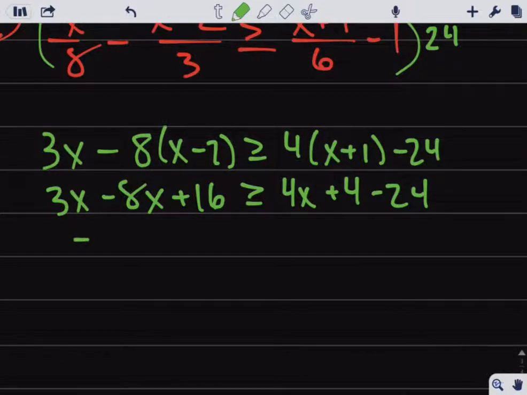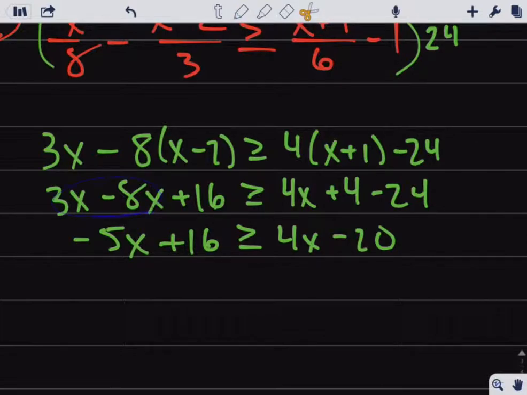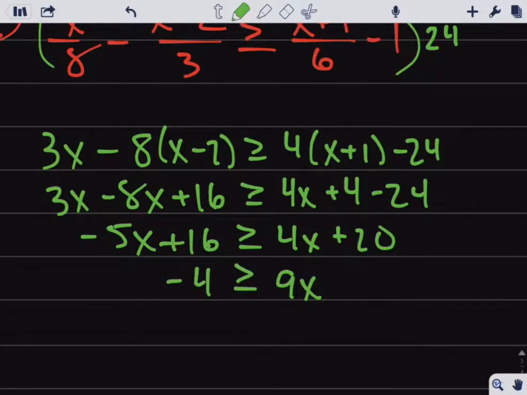Alright, let's just start simplifying. Minus 5x plus 16 is greater than or equal to 4x minus 20. I did those to get that. That should be a plus 20. Now, I'm going to move this over here. Okay, that means I'm adding 5x to 4x and I get 9x. I want to take this thing and move it over there. And so I'm subtracting 20 from 16. I get negative 4. Don't change the inequality sign.